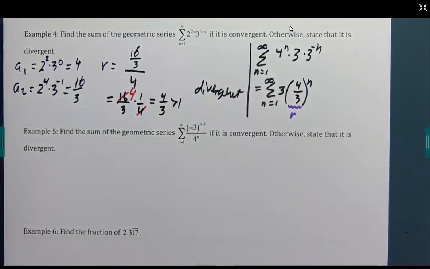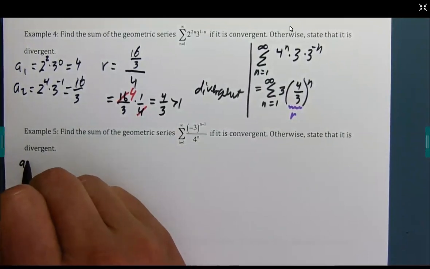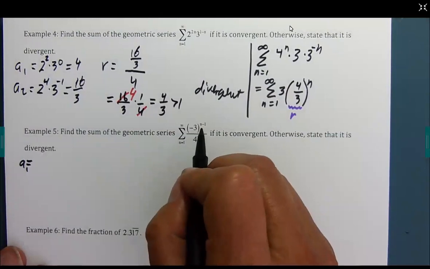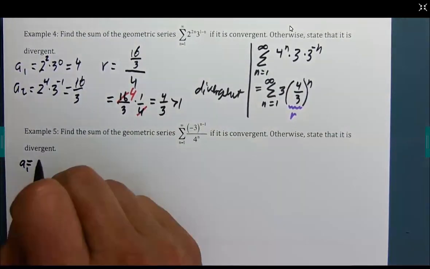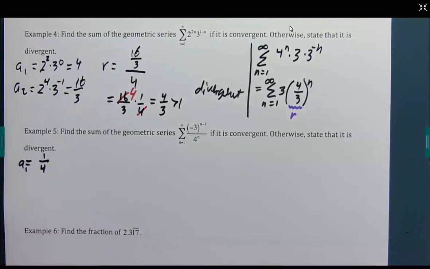All right, so let's do the same thing here. Let's find our first term, a sub 1. That's going to give me negative 3 to the 0 power. That's going to be 1/4. So there's my a, if it does converge.